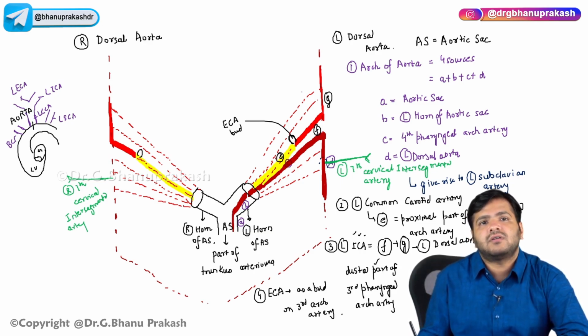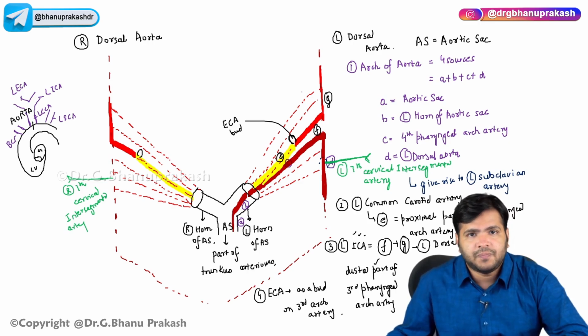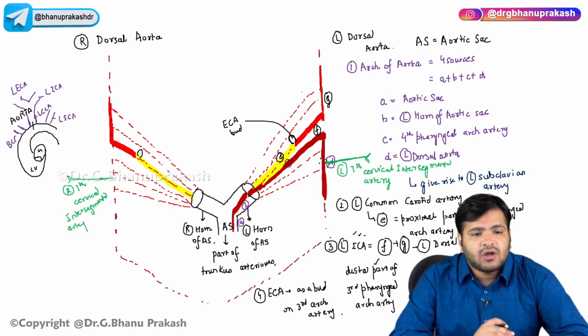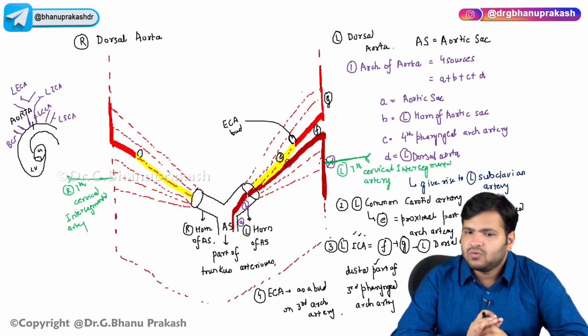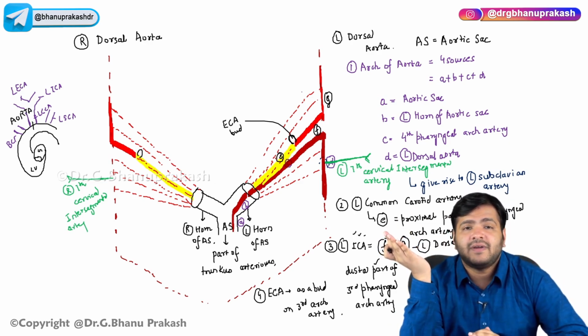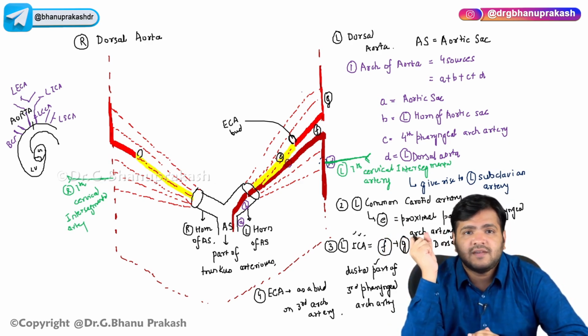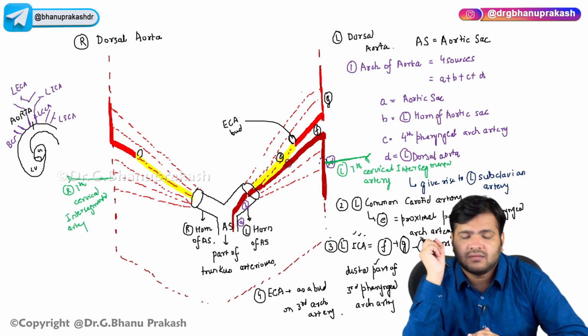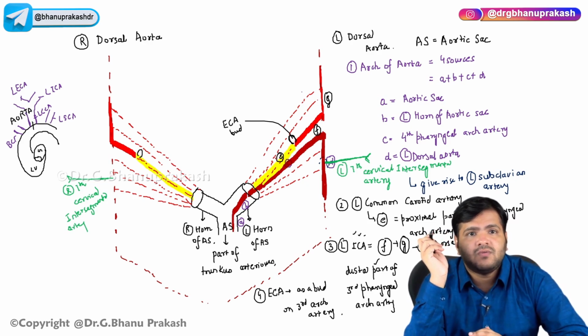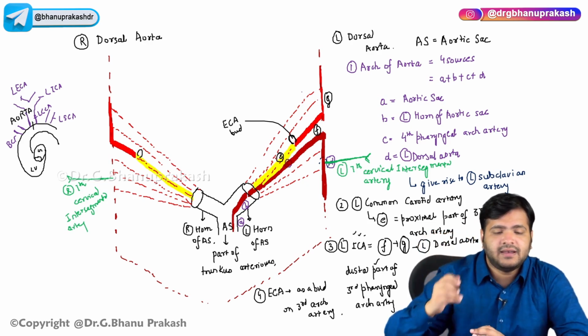It is the part of truncus arteriosus. Now we already know that. Now coming on to the subclavian artery. So the left 7th cervical intersegmental artery will give rise to the left subclavian artery, but it is not in the right side, right? So on the right side, what exactly will it be?